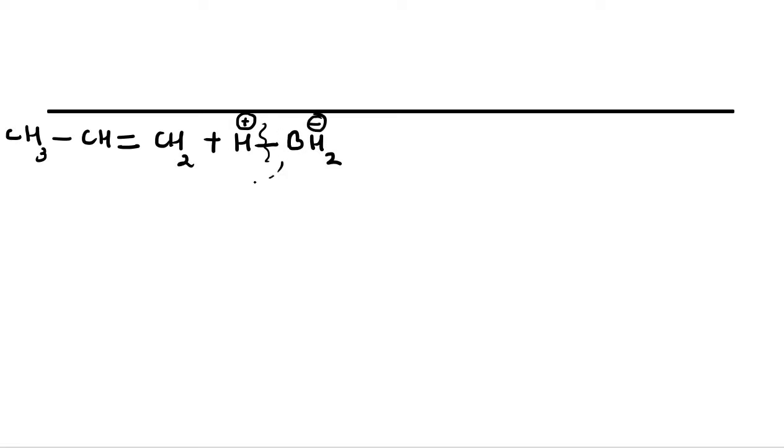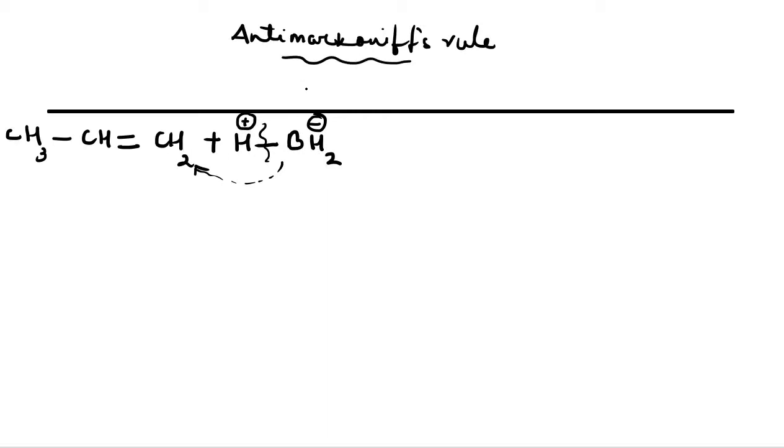So the addition follows which rule? It follows the anti-Markovnikov rule. That means the negative part goes to the carbon atom with the lesser number of hydrogen atoms and the positive part goes to the carbon atom with the more number of hydrogen atoms.